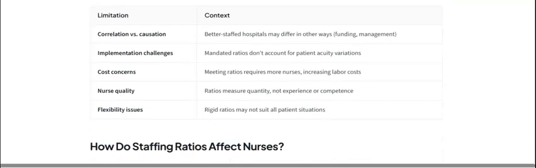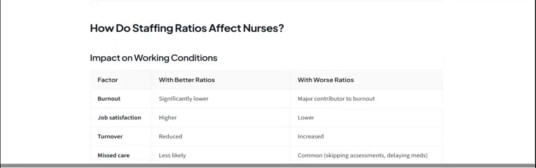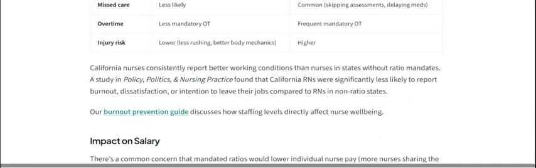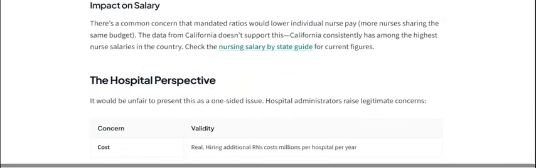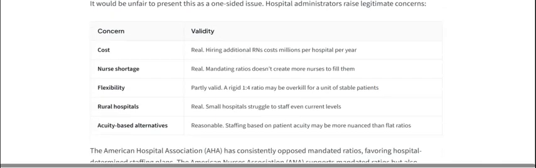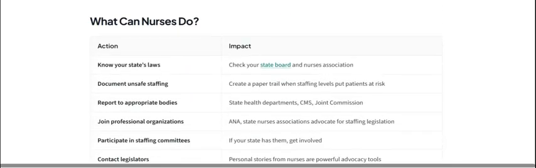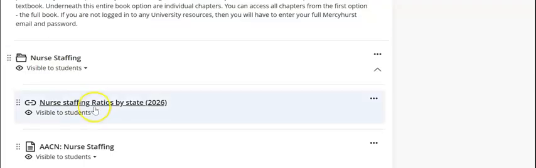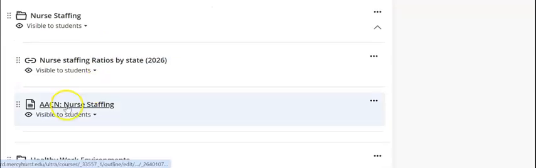But the evidence isn't perfect. And how does this impact nurses and impact on salary, giving the hospital perspective? So there's a lot of really good information in this site, and I was thrilled to be able to read through it. So that is the first link.